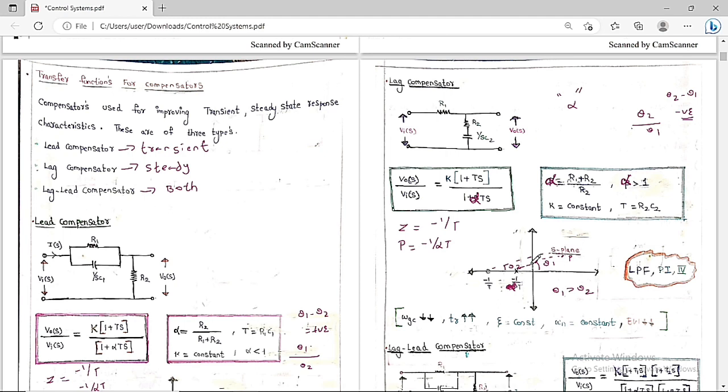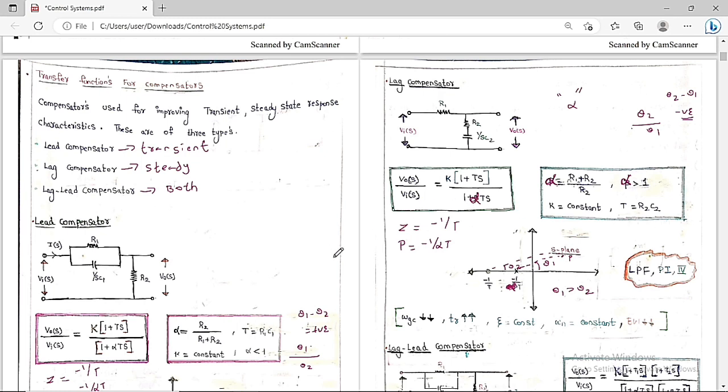So therefore you can say the pole is closer to the origin compared to the zero. Now always keep in mind, in the previous case alpha is nothing but R2 by R1 plus R2. Here it is R1 plus R2 by R2. The time constant is R1 C1. The time constant is R2 C2. So these things you always have to keep in your mind.